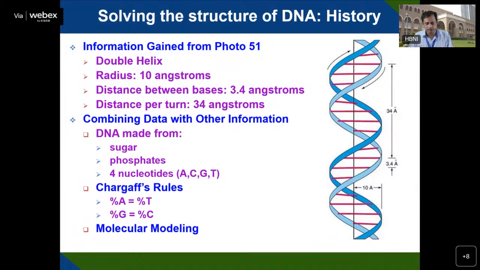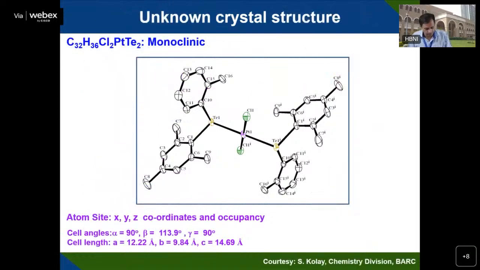It's a double helical structure with a radius of 10 angstrom, and all this was combined with other information about DNA, like the sugars and phosphate. So with molecular modeling they found out this crystal structure. They got the Nobel Prize for this work.